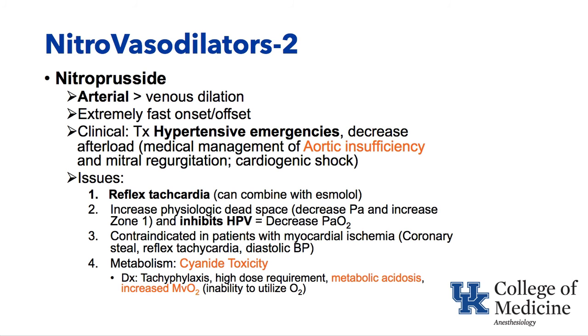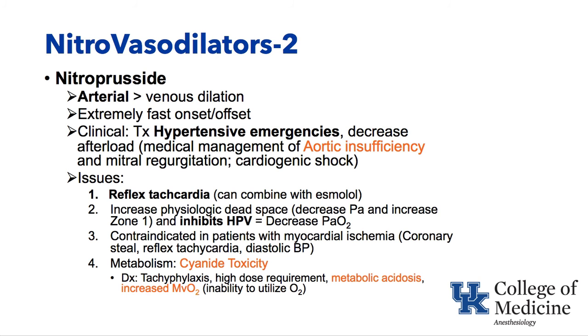Another issue with nitroprusside is that it increases physiologic dead space. Now, how does it do that? If it decreases blood pressure, including the pulmonary artery pressure, P little a, remember zone 1 of the lung is where P big A, alveolus, is greater than P little a, and so the more you decrease P little a, the more you're increasing zone 1 in the lung.